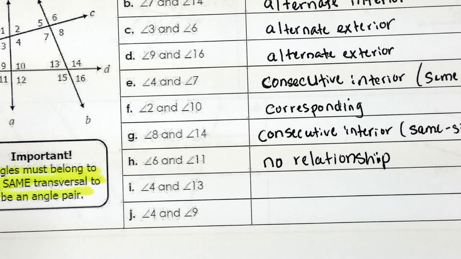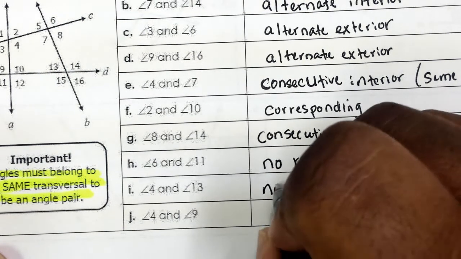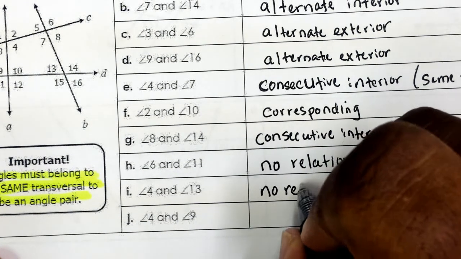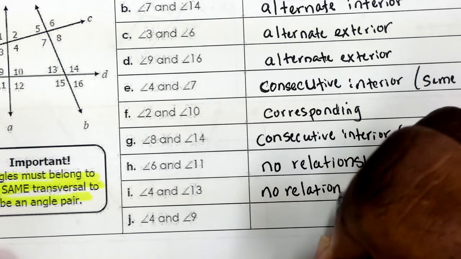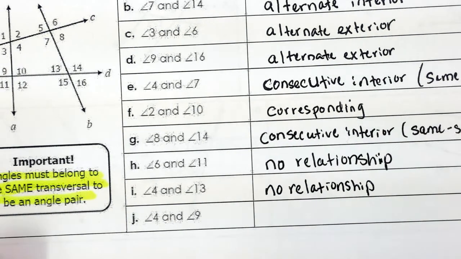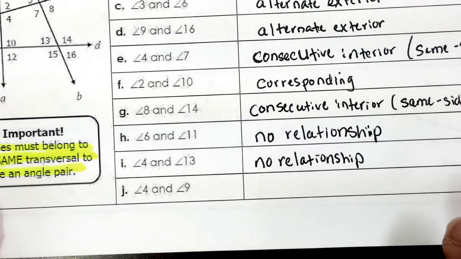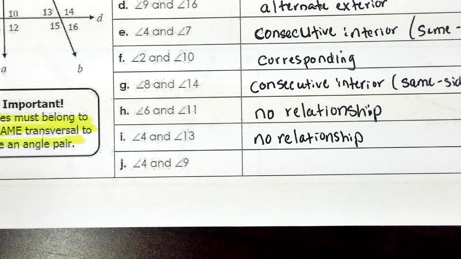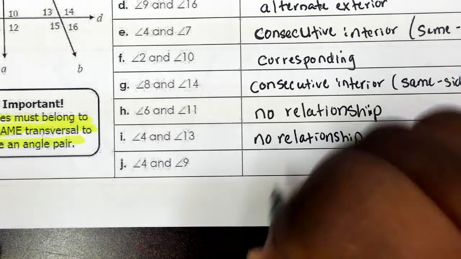Victoria, angle 4 and angle 13. Say it again. Good. No relationship. I know some of y'all might think corresponding or consecutive, but those are not on the same transversal either. And then the last one, angle 4 and angle 9. Zoe, I come back to you. Good. Alternate interior.